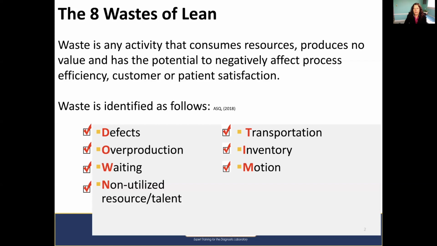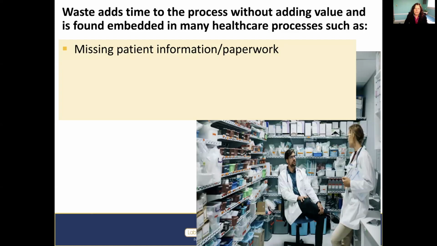So we want to identify that because we can always redesign these areas so we can eliminate that motion and eliminate that waste. And then excess processing. So what's happening where we don't really need all that excess processing? Whatever doesn't add value to the process is waste, and it's embedded in many of these healthcare processes. So we want to take special note of missing patient information, anything that's missing that we have to go searching for. We want to be able to identify that.